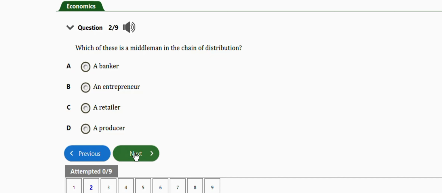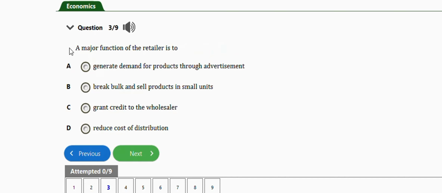Okay, the next question is this one. It says, a major function of the retailer is to generate demand for products through advertisement, break bulk and sell products in small units, grant credit to the wholesaler, reduce cost of distribution. The right answer is option B, which is to break bulk and sell products in small units.